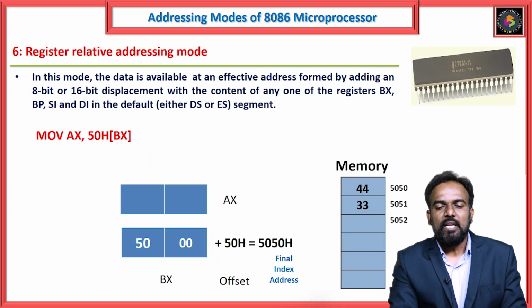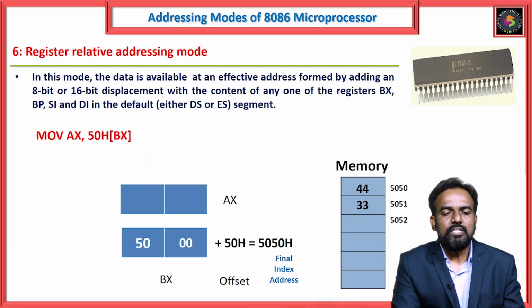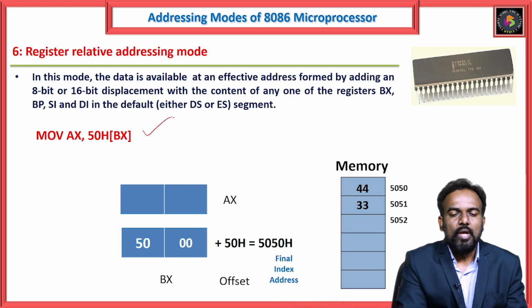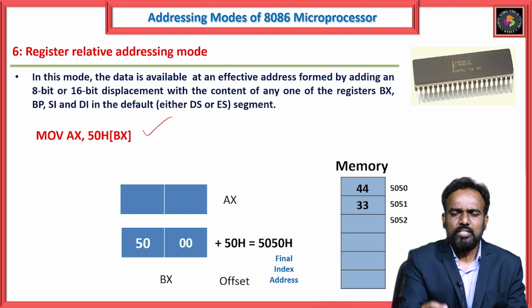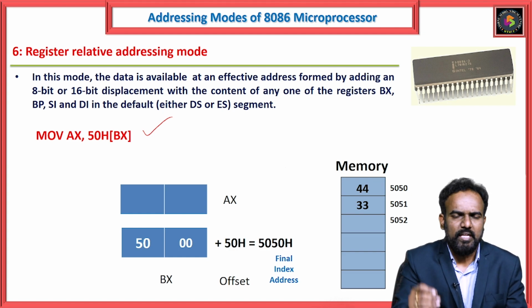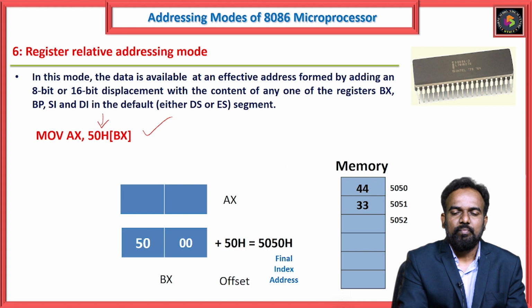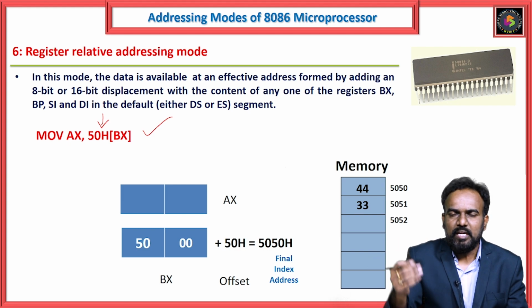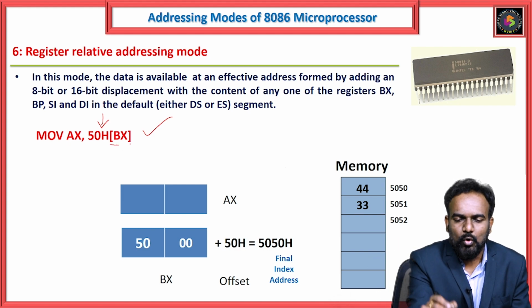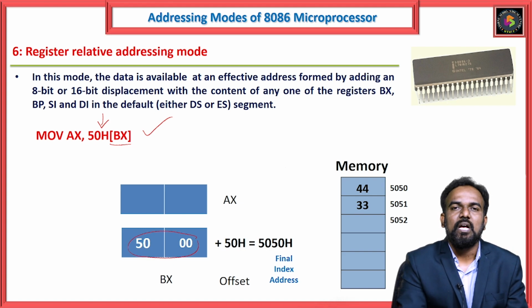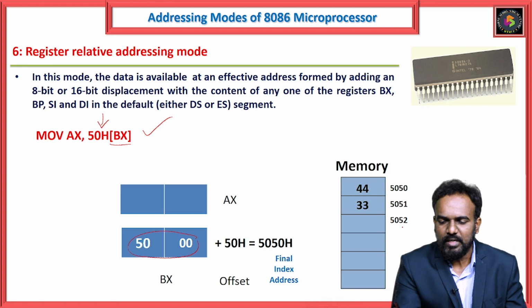Next, register relative addressing mode. This is the example programming instruction, MOV AX, 50H[BX]. This is similar to the register indirect addressing mode, but here we are using one displacement value, the 50H. Just like register indirect addressing mode, the BX register is holding some address, the 5000H.